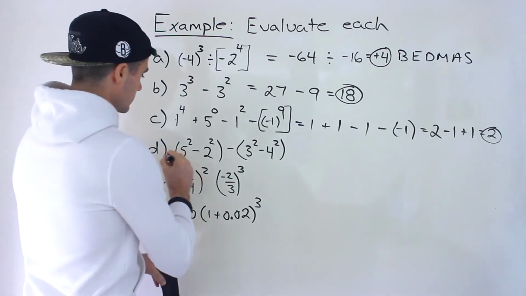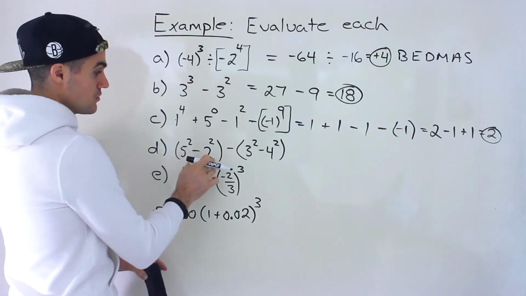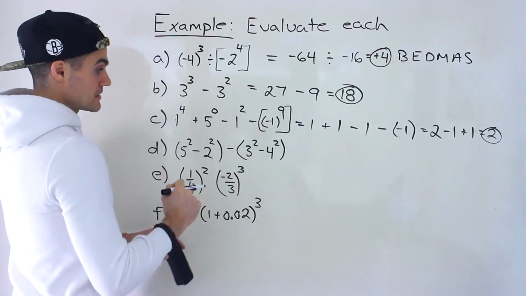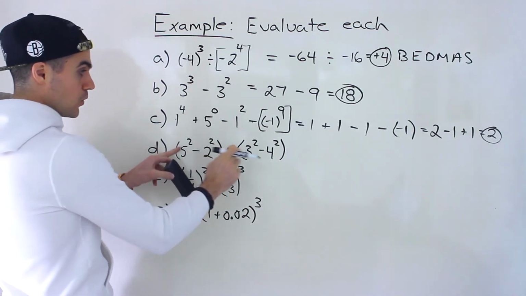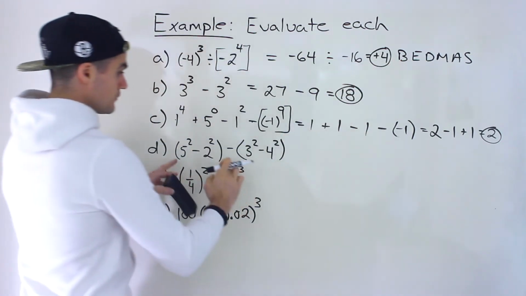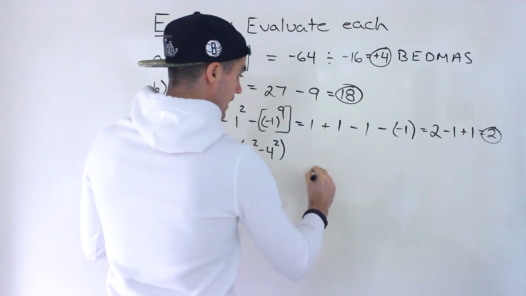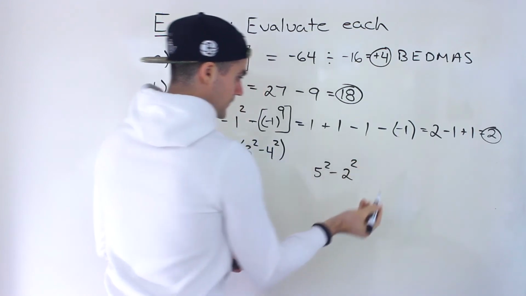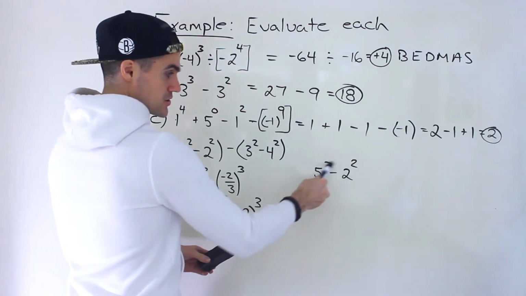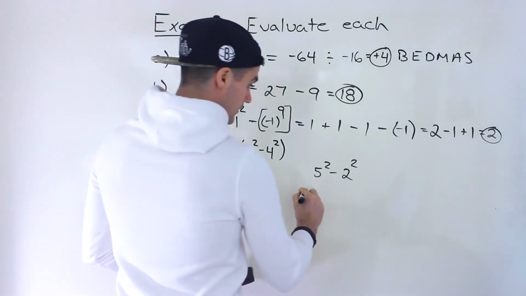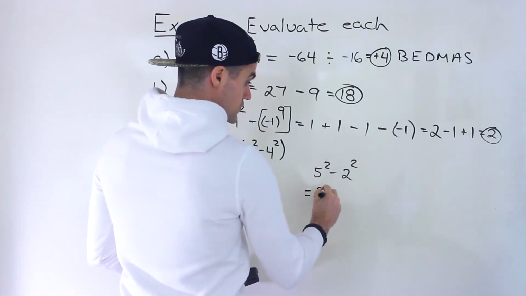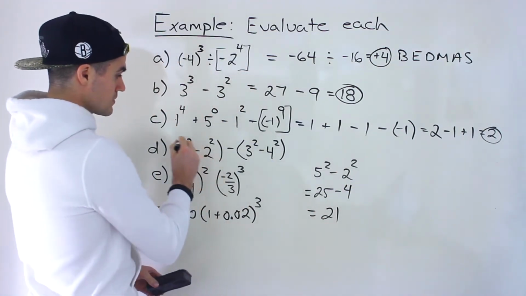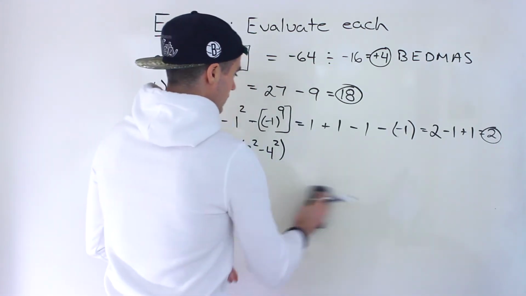Okay, over here in part D, we have 5 to the power 2 minus 2 to the power 2 in brackets, minus 3 to the power 2 minus 4 to the power 2 in brackets as well. So what we're going to do is we're going to work with the brackets first, right? The brackets come first, so let's work with this bracket first. So we'd have 5 to the power of 2 minus 2 to the power 2 rather. So notice we have exponential expressions. Subtracting, we got to work with the exponents first. So 5 to the power 2 is 25 minus 2 to the power 2, that gives us 4. That would be 21.